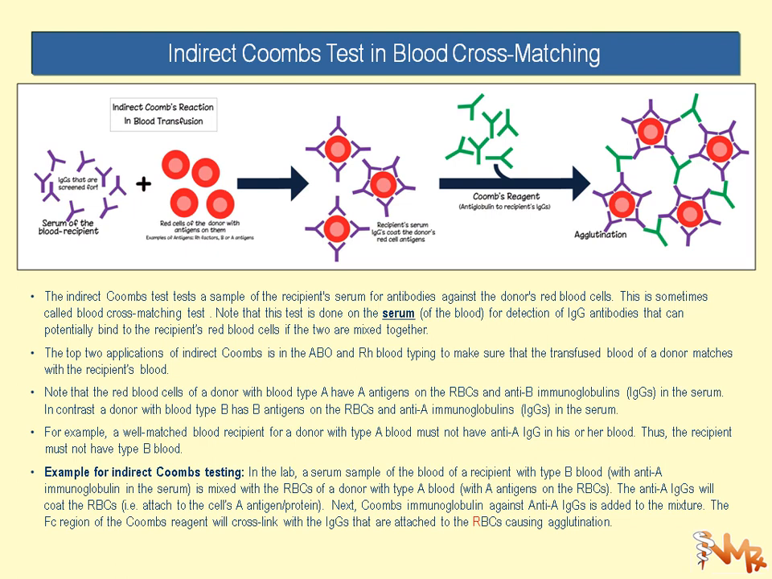In a lab, a serum sample of the blood of a recipient with, let's say, type B blood who has anti-A immunoglobulin in his serum is mixed with the red blood cells of a donor with type A blood, meaning that there are A antigens on the red blood cells. The anti-A immunoglobulins coat the red blood cells, meaning that they attach to the red blood cells' A antigens or A protein.